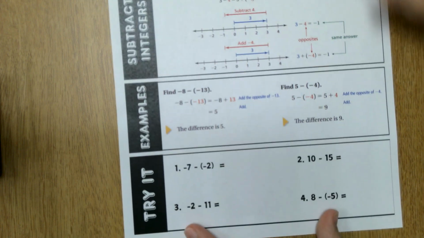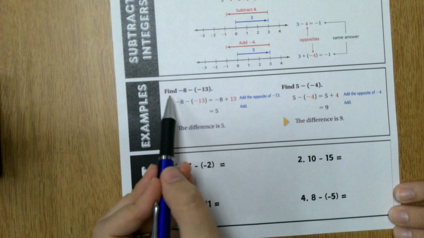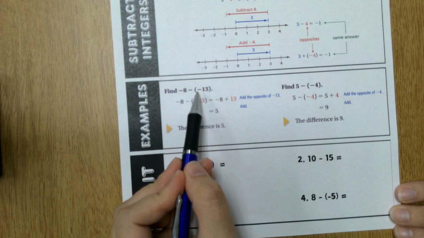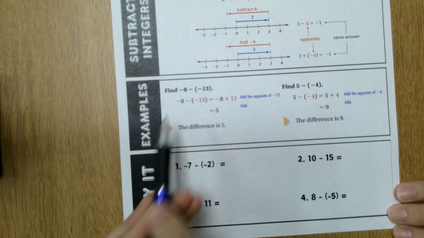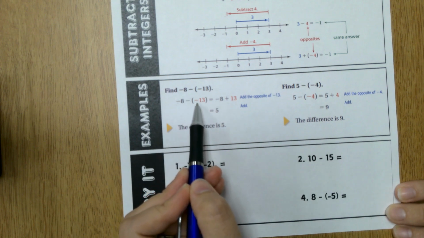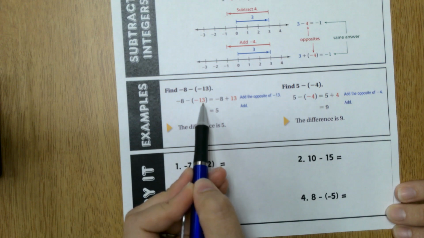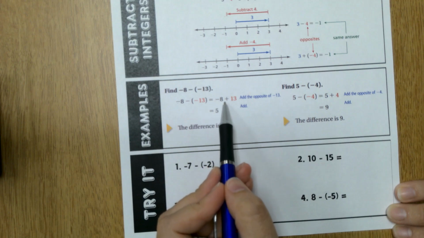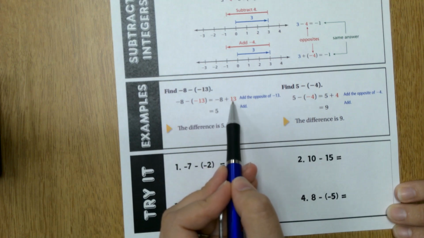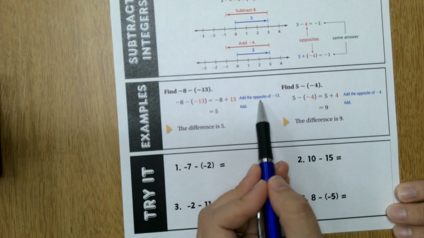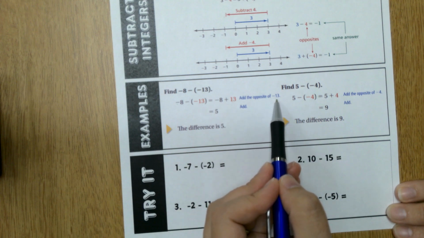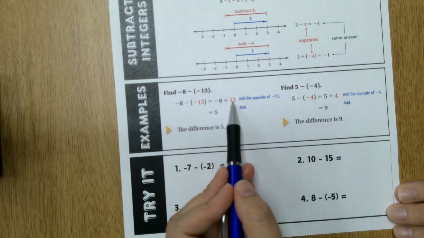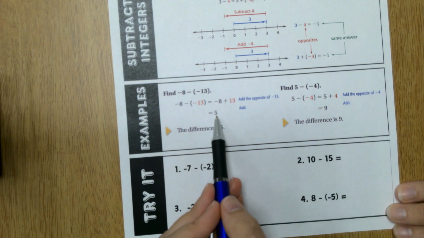So here's some more examples for you. So find negative 8 minus negative 13. So negative 8 minus negative 13, I'm going to add the opposite of this. So I'm going to say negative 8 plus 13. So I add the opposite of negative 13, and then I add them together. So what is negative 8 plus 13? Well, that is 5.